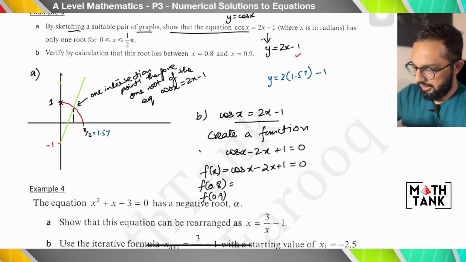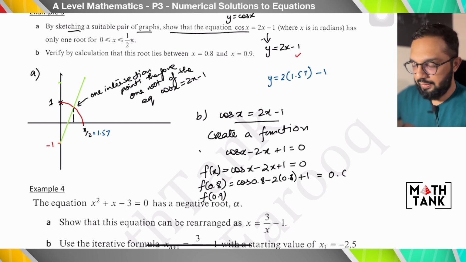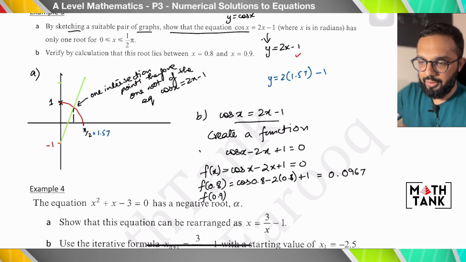So when I do 0.8, I've plugged in all x's as 0.8. I get 0.8 plus 1. I get 0.0967. And let's plug in 0.9.